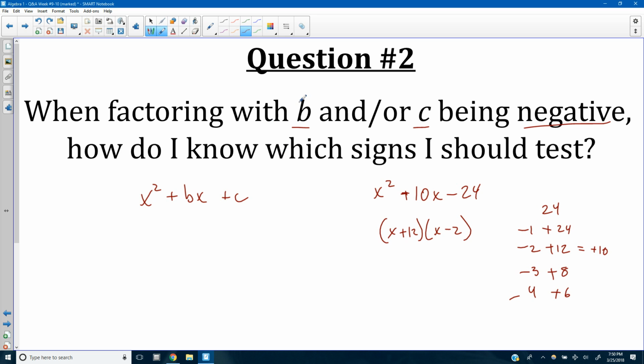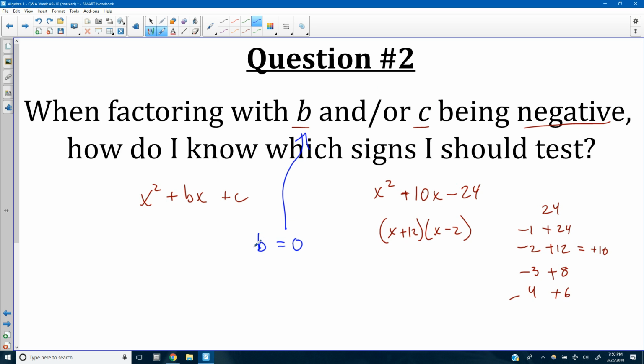So in closing, I just want to say this one more time. If b and c are both positive, both of your factors are positive. If b is negative with c being positive, both your factors are negative. If c is negative, you're looking at one positive, one negative. If b is positive, then the positive number is larger. If b is negative, then the negative number is larger.